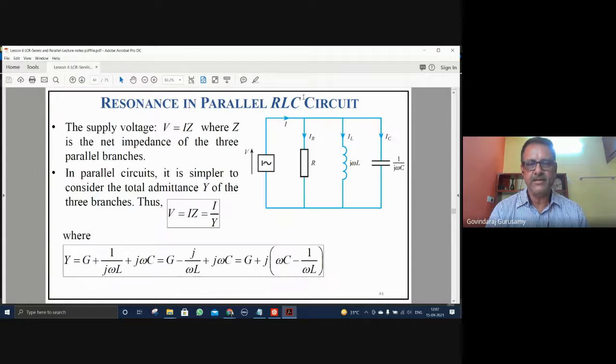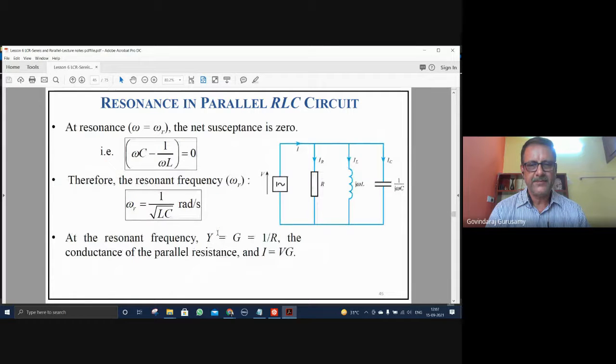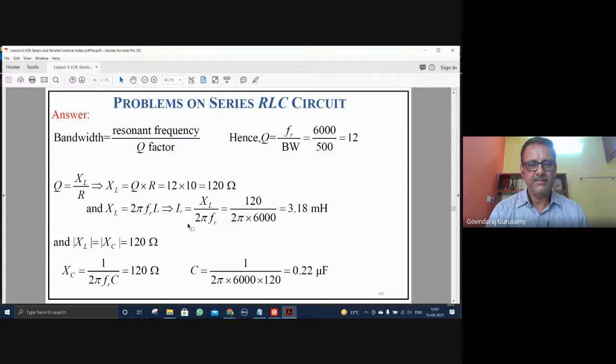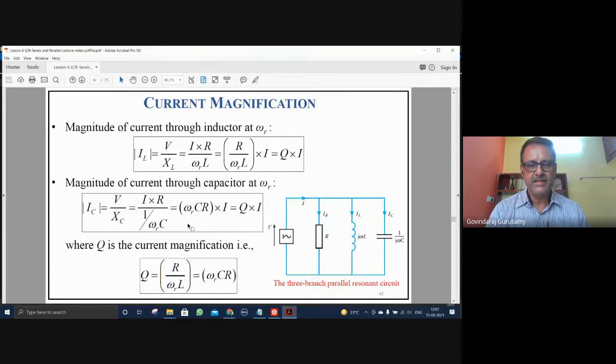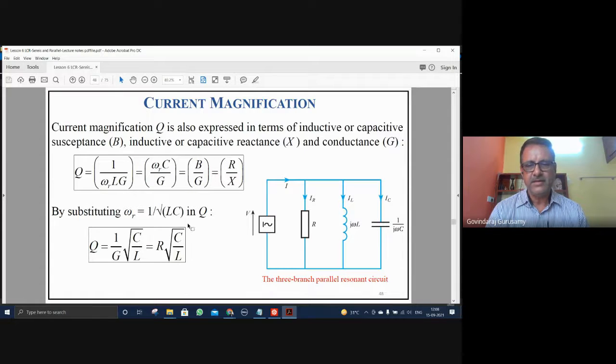Then go ahead with the parallel. Exactly the same logic can be followed. The resonance point is the same; only the measurable quantity changes. When the current is maximum in the series case, the current is minimum in this case. You will understand all this when you start working out the given circuits.